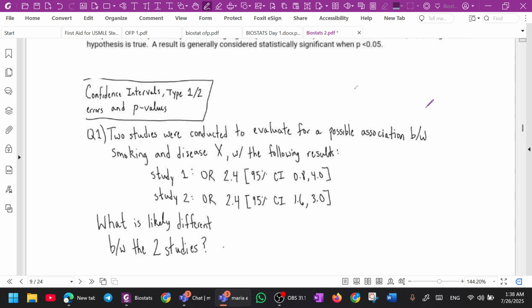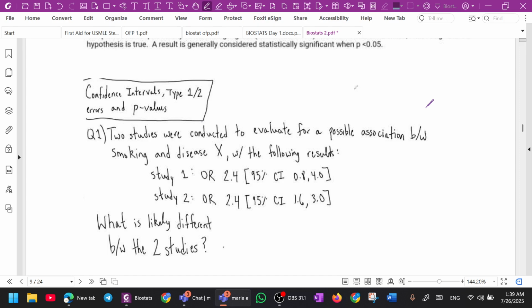Is it 0.8 to 4? Yes, so this confidence interval includes 1. So you think this one is clinically insignificant. And study 2 does not include 1, and the odds ratio falls within the 1.6 to 3.0 interval. So study 2 is clinically significant.